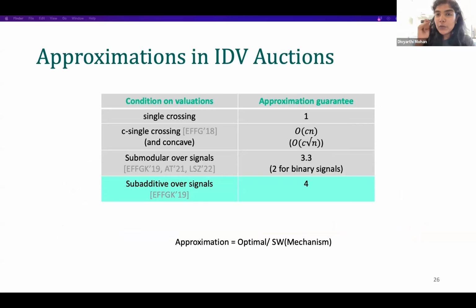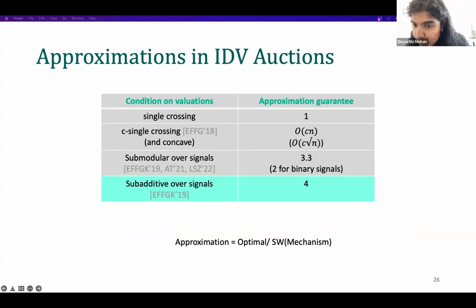Okay, cool. So now I'm going to spend the last few minutes talking about a truthful mechanism that does get approximately optimal welfare when we have subadditivity over signals. In particular, it gives a 4 approximation. Let me know if you have any questions before I go to this mechanism.